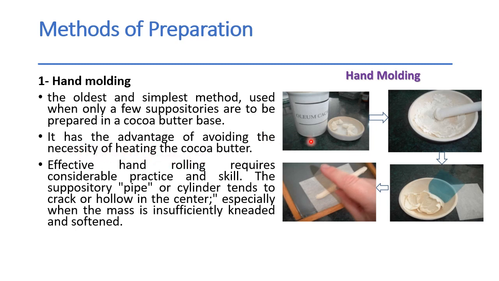In this method, a plastic-like mass is prepared by triturating the active ingredient with the cocoa butter. This mass is then formed into a ball and then rolled into a cylinder shape. The cylinder is then cut into an appropriate number of pieces, which are formed into a conical shape. This method requires practice and skills.